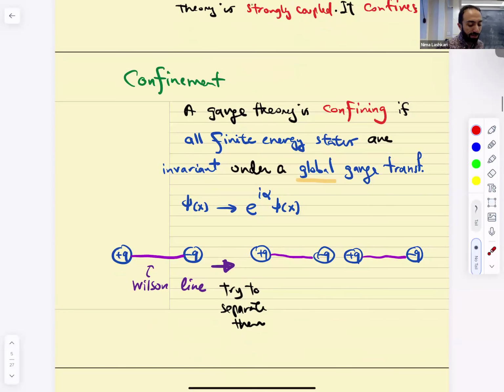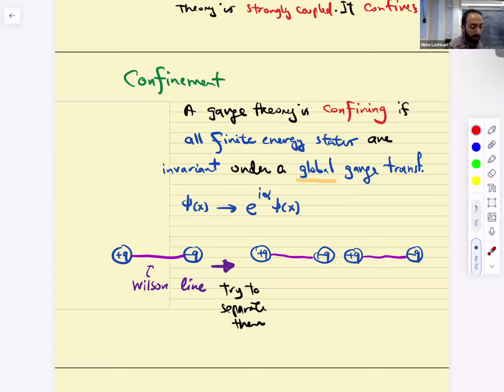So then we went on the rest of the lecture discussing what confinement is. A gauge theory is confining if all finite energy states are invariant under global gauge transformations, meaning that if you take, say, the fermions and send them to e to the power of i alpha psi of x, this is a symmetry. One particular consequence of confinement, which is why it's called confinement, is that you do not find individually charged states. This implies that a state with a single Q in it, a charged state, will have infinite energy.